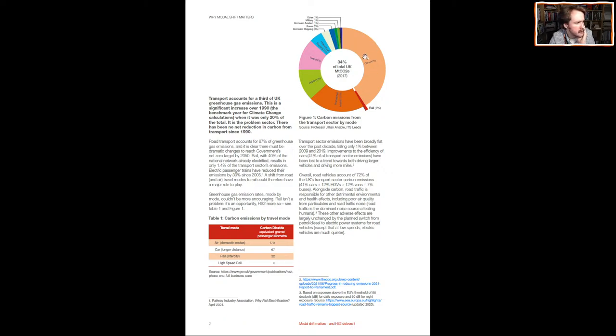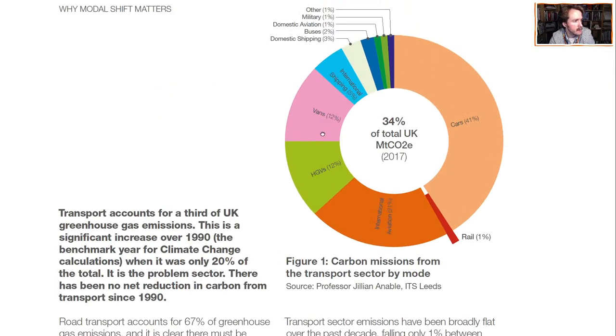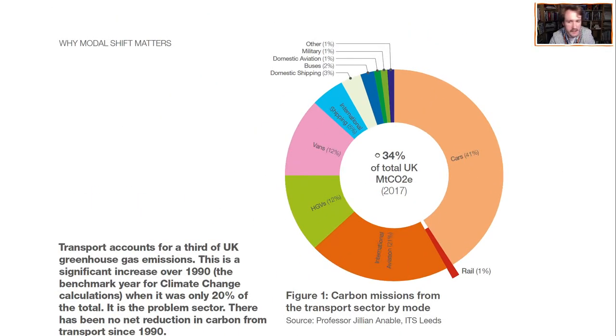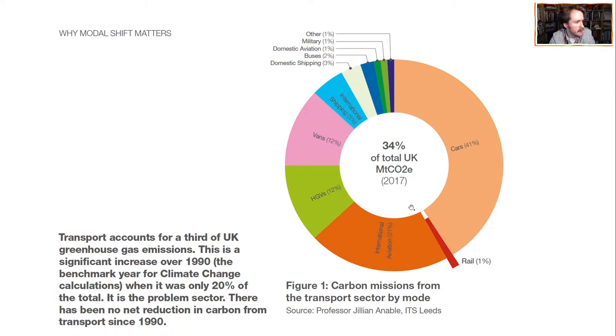Basically, you can see there we are. There's cars, there's international aviation, HGVs, vans. In fact, I don't want to zoom in because it always screws up. That's fine. Let's get this little graphic up nice and big on the screen. So you've got international aviation and cars taking up an enormous amount, then HGVs, vans. So first cars, second international aviation, and then you've got a load of other stuff.